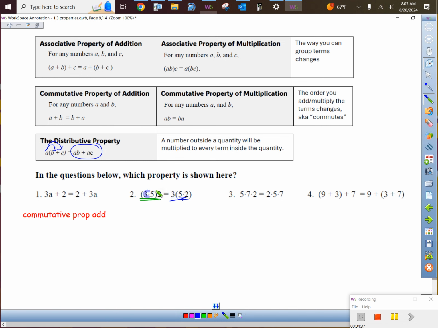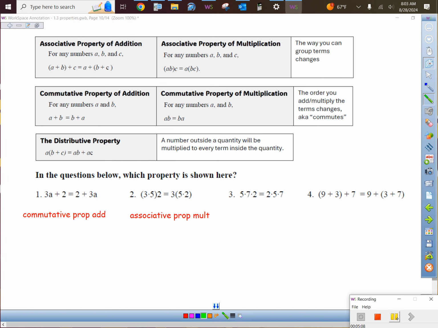And do you see how 3 and 5 were hanging out together in these groups? And now it's 5 and 2. But the order of the numbers never changed. It went 3, 5, 2, 3, 5, 2. What moved was the grouping symbols, right? The grouping symbols moved. So that is the associative property of what? Multiplication or addition? Yeah, so spell out the word associative. You can abbreviate property as prop, and then we'll abbreviate multiplication as M-U-L-T.